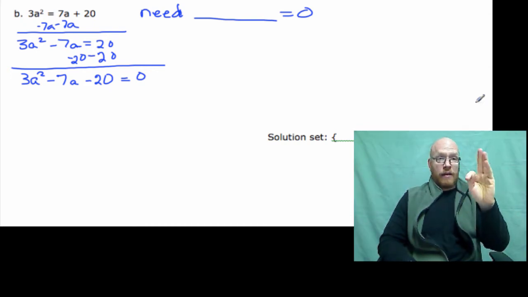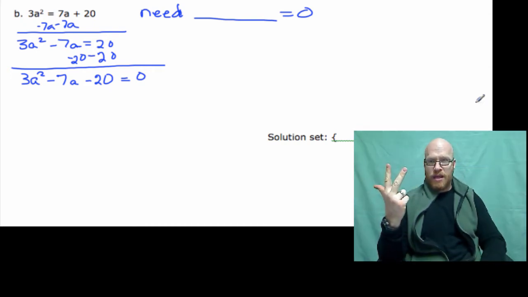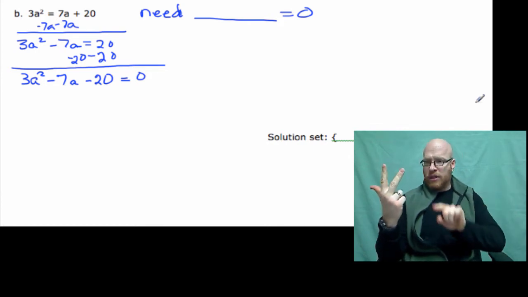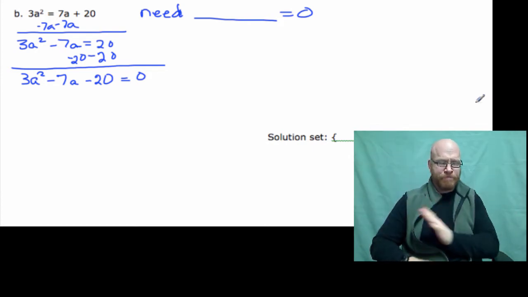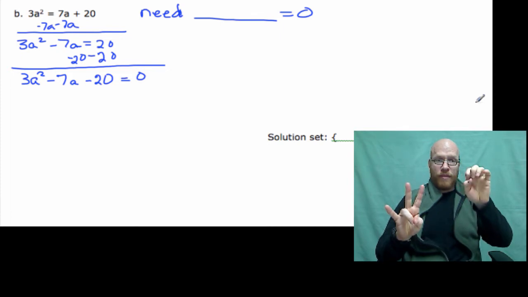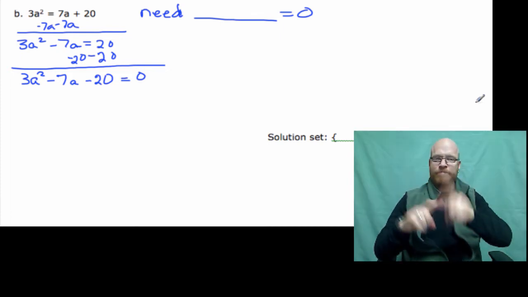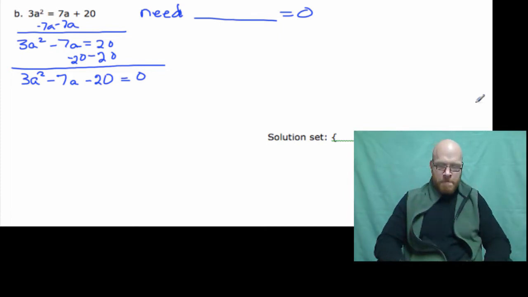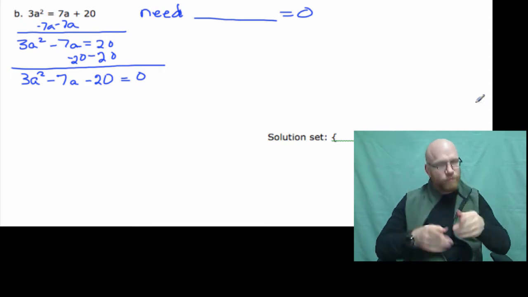I don't see any common factors that I can factor out. 3, 7, and 20. 3 is prime. 7 is also prime, so therefore we can't factor anything out of this quadratic. All right. We'll have to work on the grouping method now.